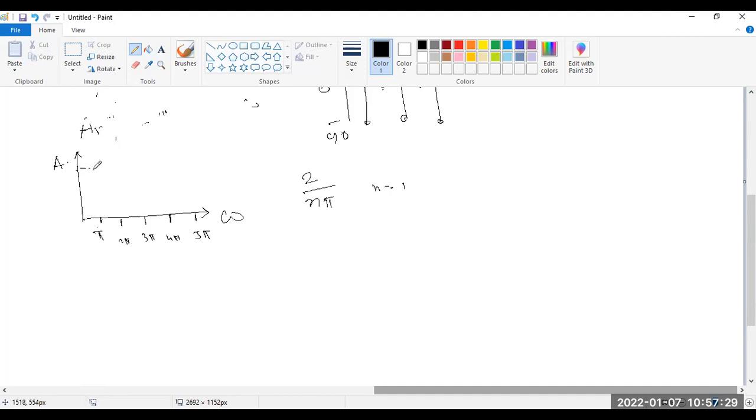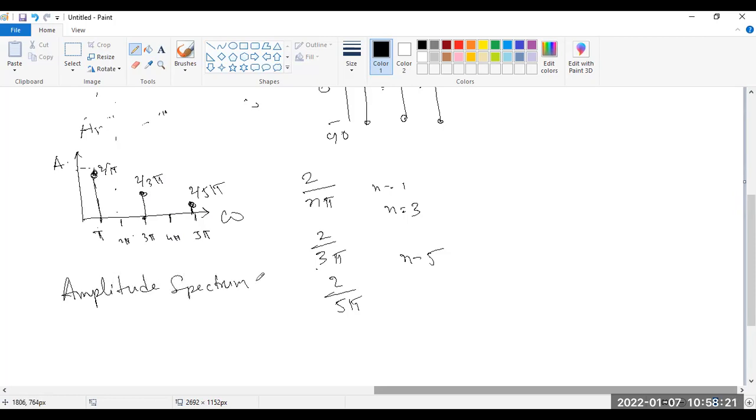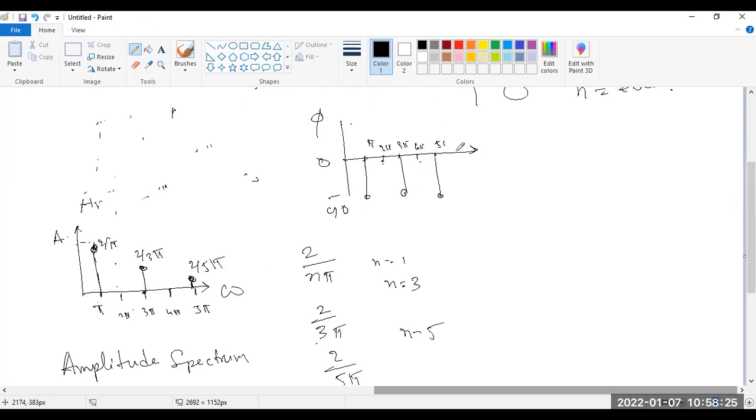2 by pi. If n equals 2, then it is 0. N equals 3, so 2 by 3 pi, and its amplitude should be something less. Then n equals 5, then 2 by 5 pi, and again the amplitude should be smaller. So this is your amplitude spectrum: 2 by pi, 2 by 3 pi, 2 by 5 pi. And this is your phase spectrum.